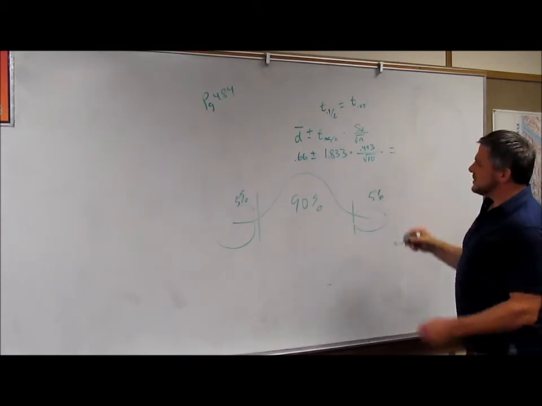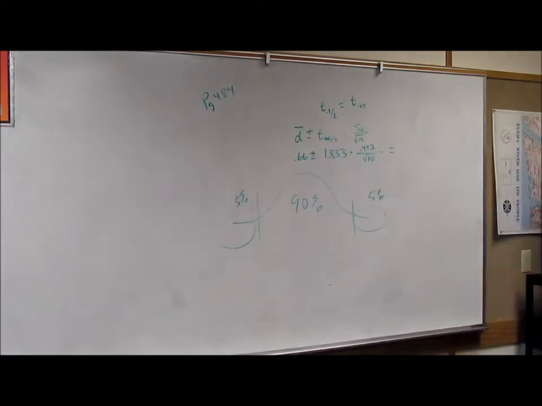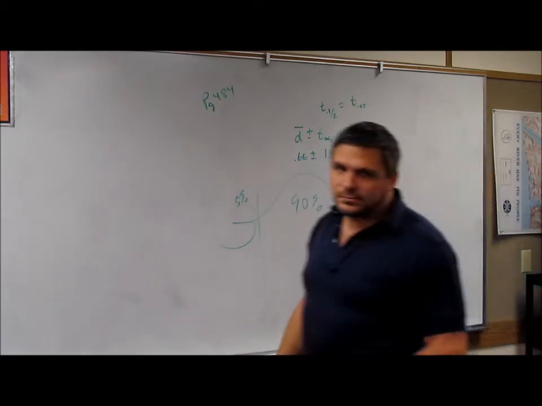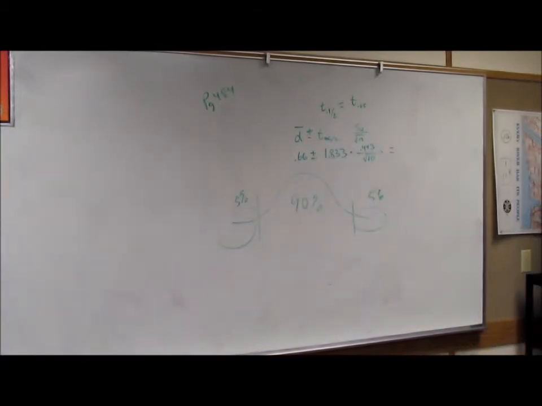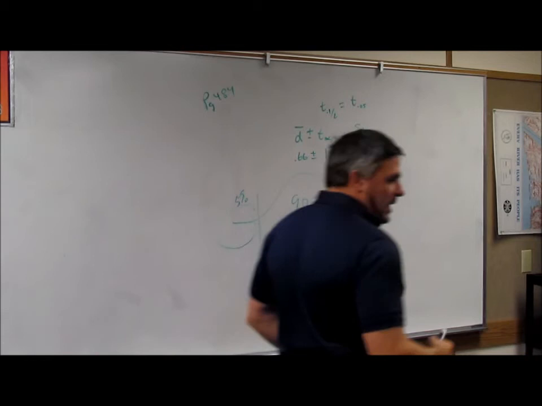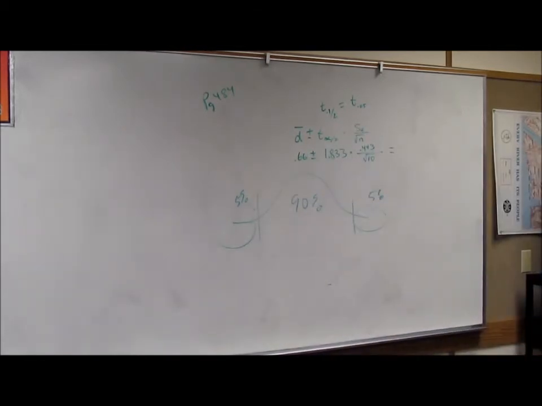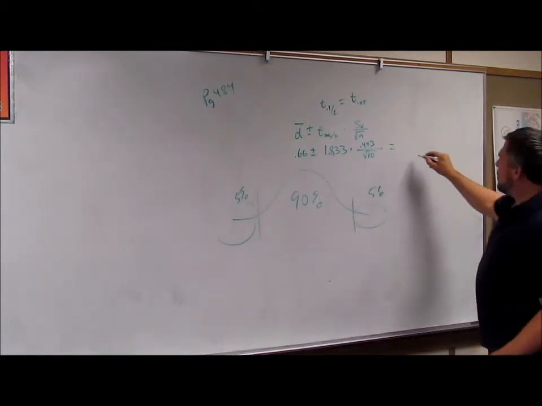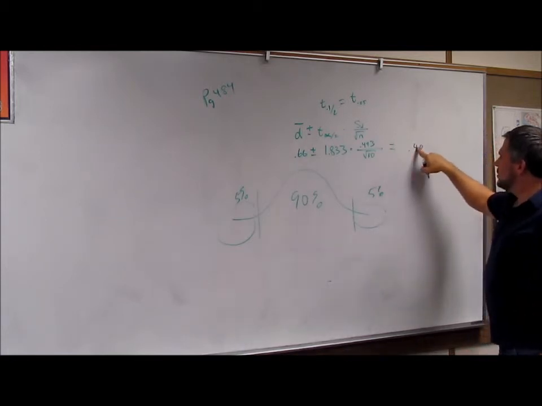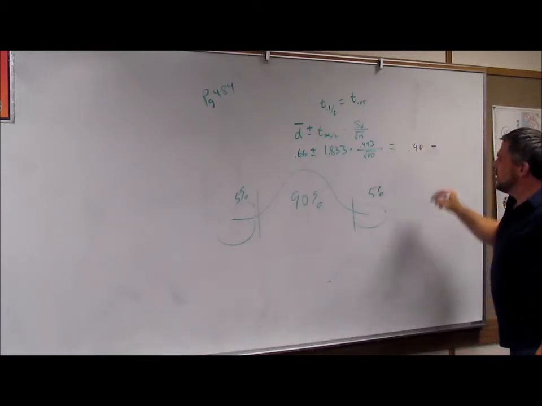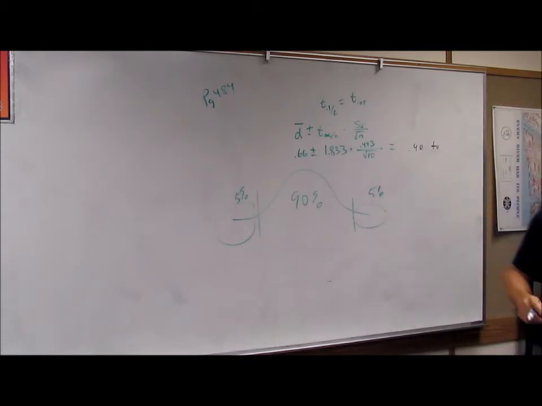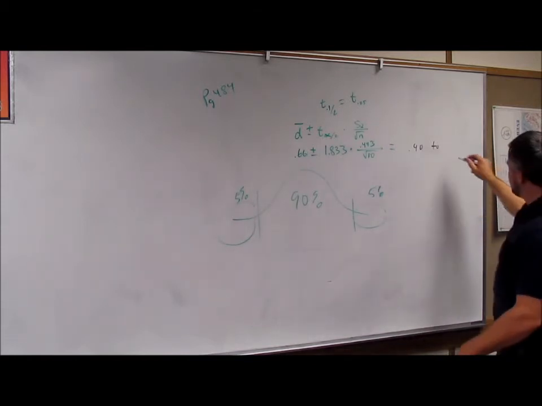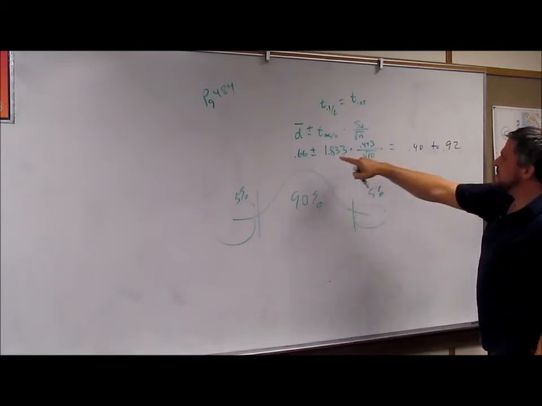And when you plug this into your calculator, how many answers should you get? Yeah, when you have a plus or minus, it's going to give you two answers. That's your interval. So you're going to get 0.40 to 0.92. You get two different answers here.